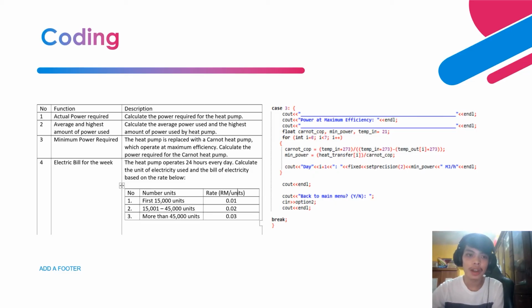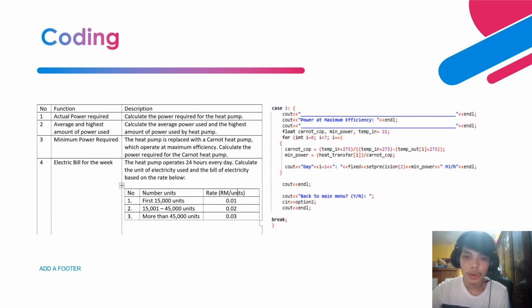Assalamualaikum. So I will be talking about our coding program in function 3. So in function 3, we calculate the minimum power required for the Carnot heat pump. So first thing first, we declare variable Carnot code mean power and temperature in, which is 21.